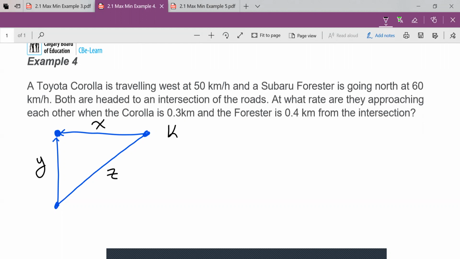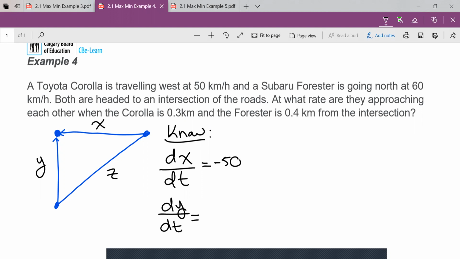So what do we know, friends? Well, what I know is that dx/dt, the Corolla, is traveling west at 50 kilometers an hour. But the thing I want you to keep in mind is that this is actually negative 50. The reason is because they're coming towards the intersection. That distance is decreasing, so it's negative. dy/dt, that's the Forester. And that's negative because it's coming towards the intersection. That distance is decreasing.